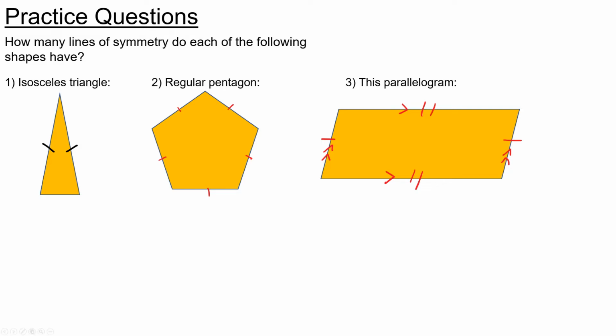Okay, so we should notice an isosceles triangle has only one line of symmetry, and we could draw that here with a dotted line, like that. So through the top corner, down halfway along the edge at the bottom. A regular pentagon has 5, and you could draw them in like this.